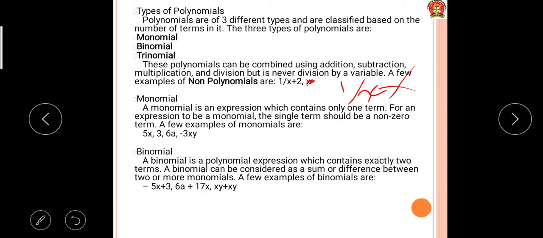So if you consider only 0, this is also a polynomial, a monomial. Because 0 we can write in terms of a polynomial as 0 into x raised to the power 0, that is 0 into 1, that is 0. Therefore it is also a polynomial.